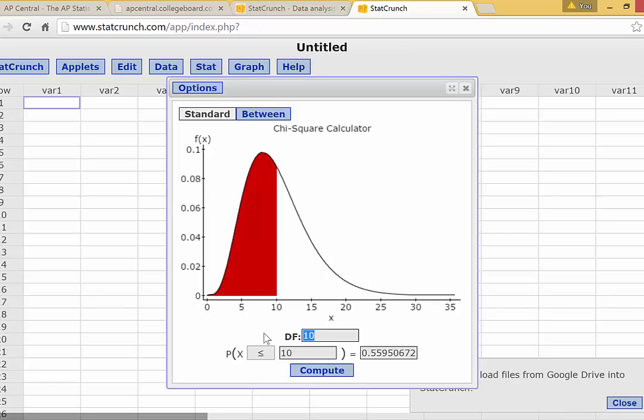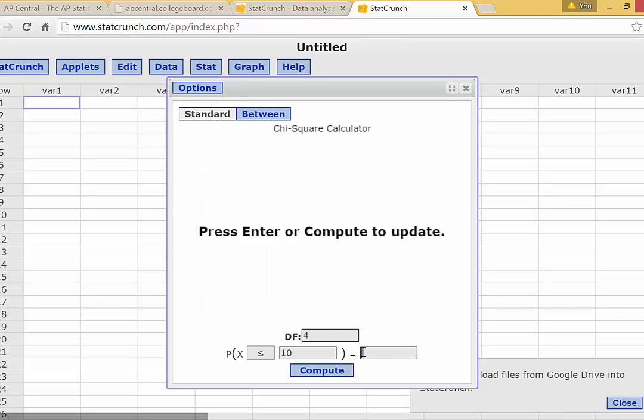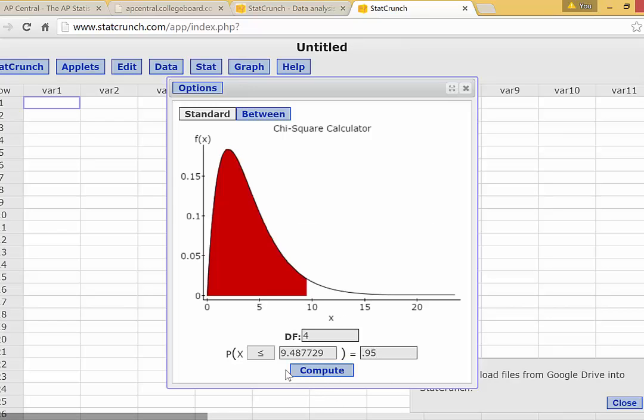If we were to use a utility like StatCrunch, we would press Stat, Calculators, chi-square. Our degrees of freedom would be 4. And we would put the accumulated area up to that point, if we leave this at less than, at 0.95 in order to correspond with the same value. We hit compute and we find 9.488 if we round to 3 decimal places, or 9.49 if we round to 2, as in that table provided on the AP Stats exam.